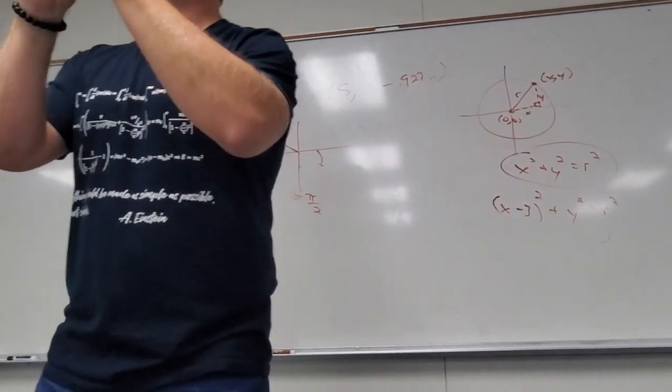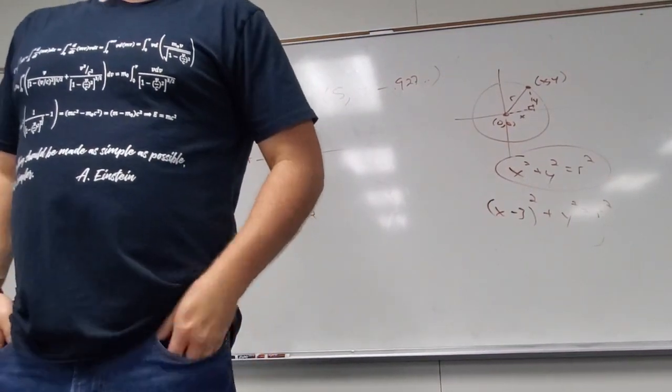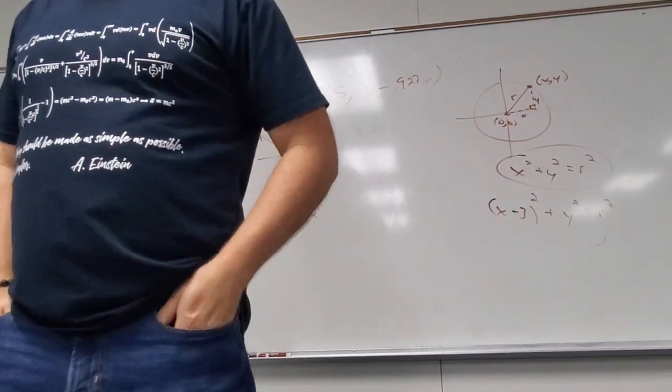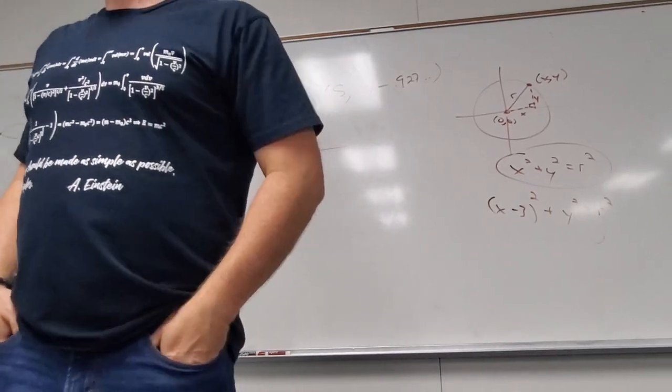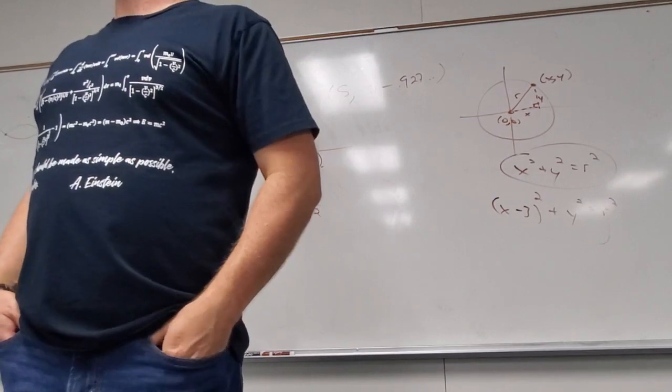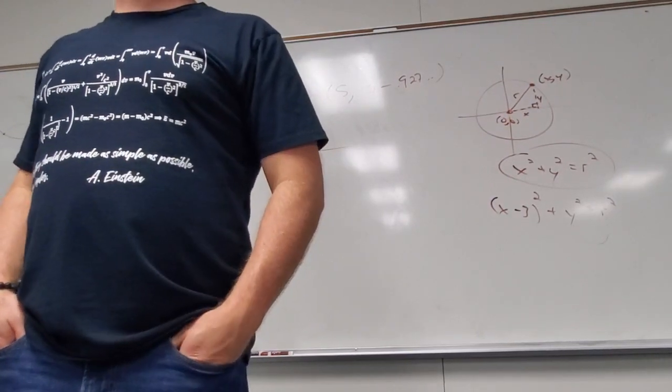So if I told you the tangent of an angle is 1, can you tell me exactly what the angle is? Nope. Too bad. 45. What was the question? The tangent of an angle is 1.